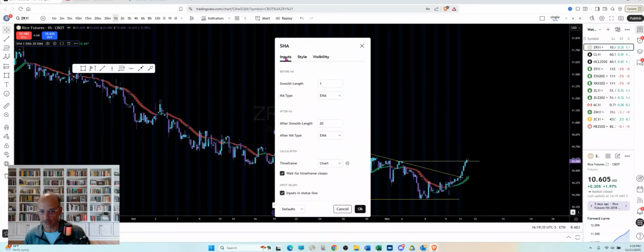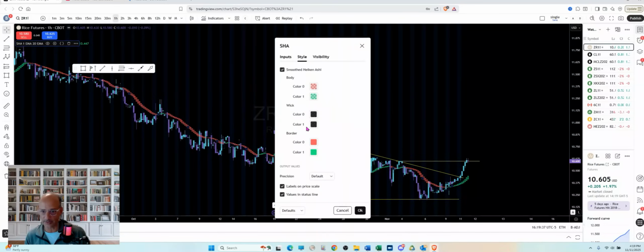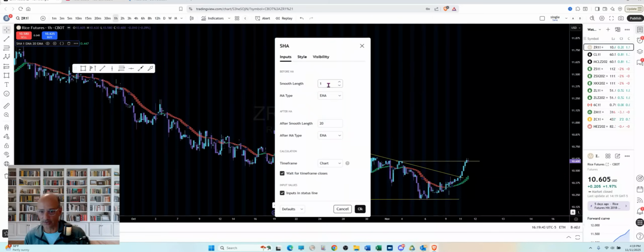As I said this morning, the first thing I did is I took the wicks off of it because I don't need to see the wicks. So that's why these are blacked out here in the settings. And the other thing, I changed it to a smoothing length of 1. I think it defaults to 10, which makes it a little bit slower.